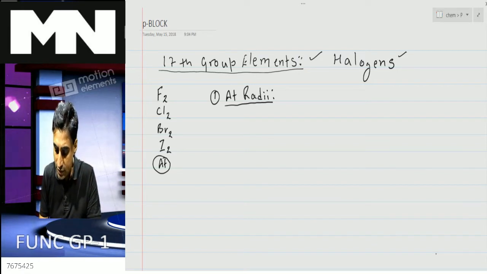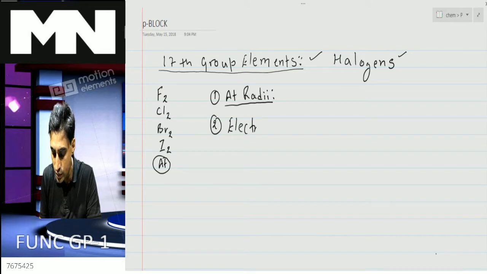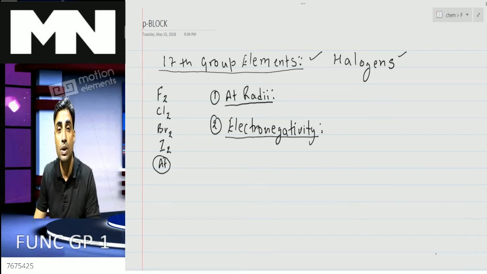The second physical property of 17th group elements which we are talking about is electronegativity. Well, halogens are the most electronegative elements in their periods, and on moving down the group, their electronegativity decreases.